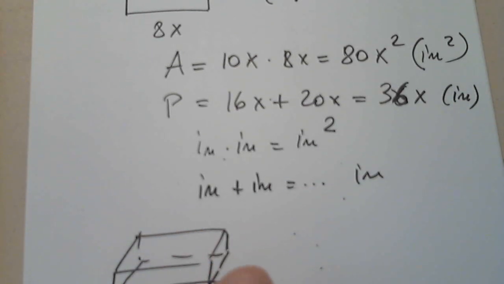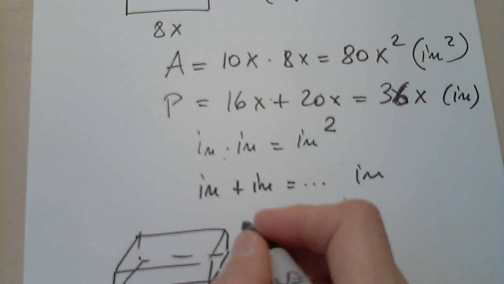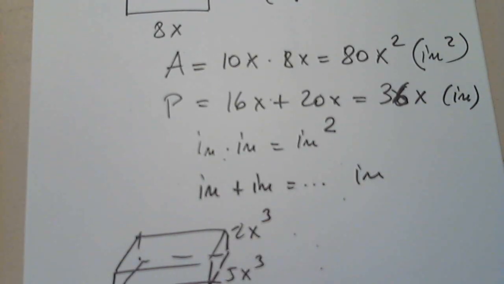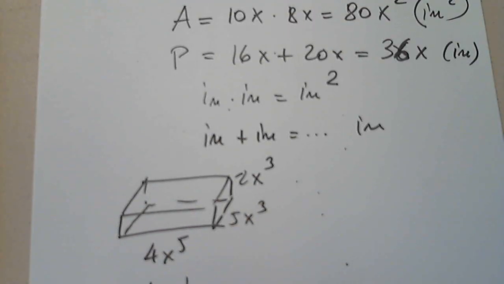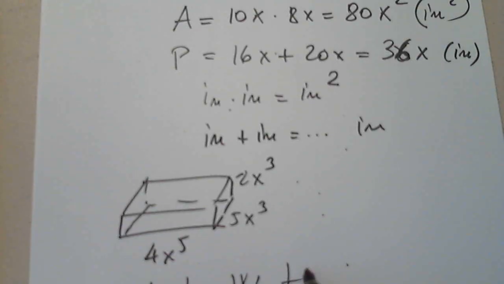The length is 4x to the fifth, the width is 5x to the third, and the height is 2x cubed. They want us to find the volume. The volume of such a solid is length times width times height. That's why the measurement unit will be inches times inches times inches, and it will be in inches cubed.